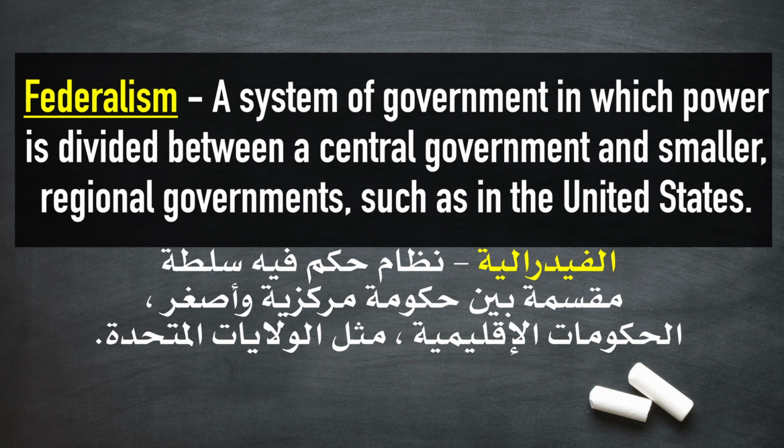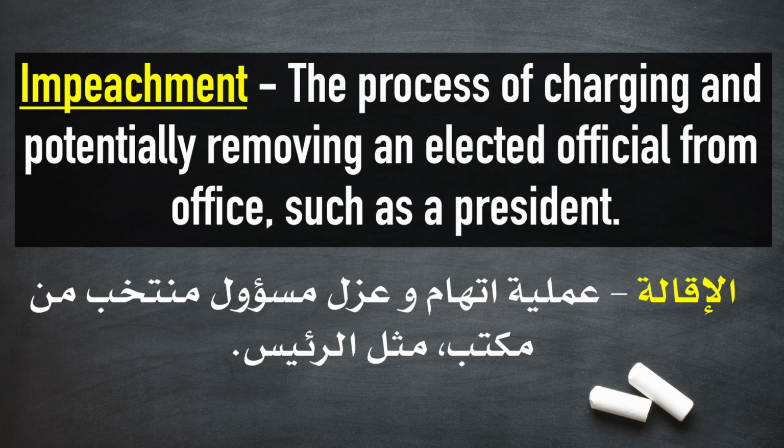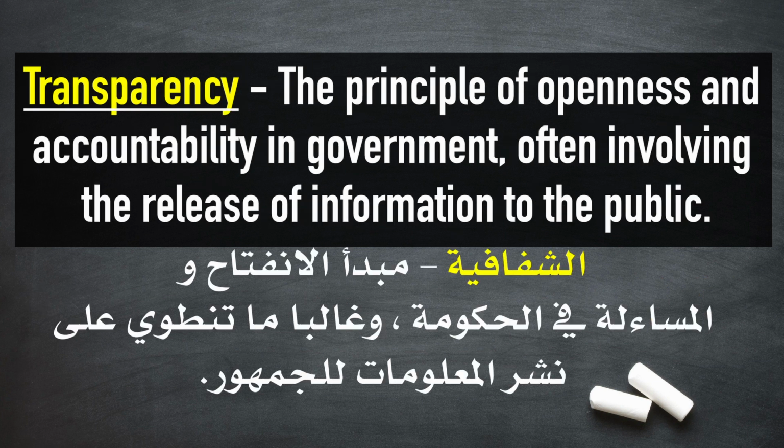Federalism. A system of government in which power is divided between a central government and smaller regional governments, such as in the United States. Impeachment. The process of charging and potentially removing an elected official from office, such as a president. Transparency. The principle of openness and accountability in government, often involving the release of information to the public.